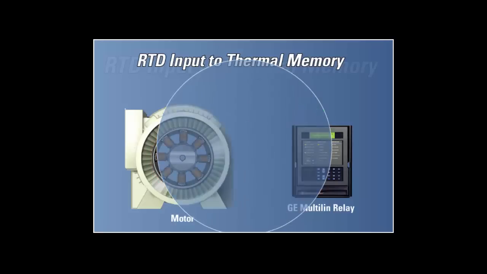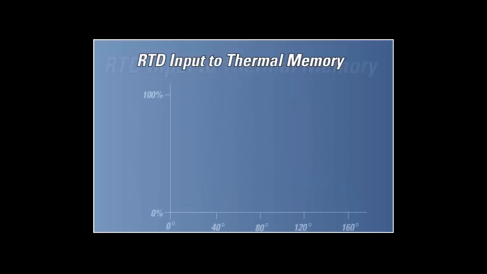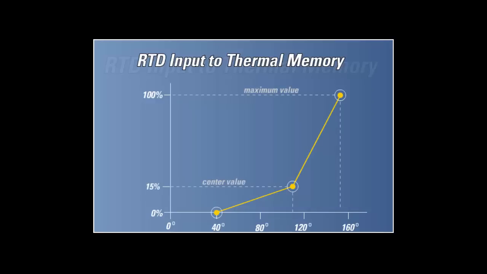calculated equivalent, overload currents. The thermal capacity is determined by looking up the corresponding temperature on the programmed RTD bias curve. For example, if the RTD bias curve were programmed as shown, and the maximum stator temperature was 130 degrees Celsius, the corresponding thermal capacity would be approximately 53%. This thermal capacity would then be used if the thermal capacity used from the overload calculation was less.